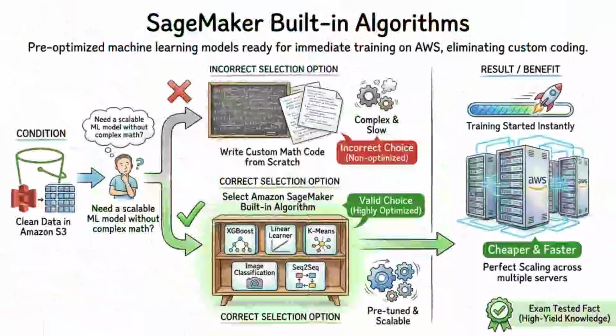Amazon SageMaker provides a fantastic suite of built-in algorithms that are highly optimized to run incredibly fast on AWS cloud infrastructure. Instead of writing complex mathematical code entirely from scratch, you can simply select one of these built-in algorithms, point it directly at your clean data in Amazon S3, and start training.